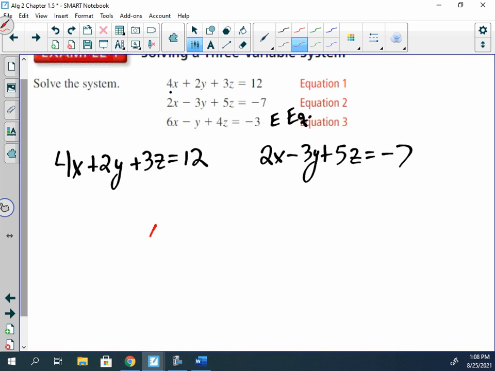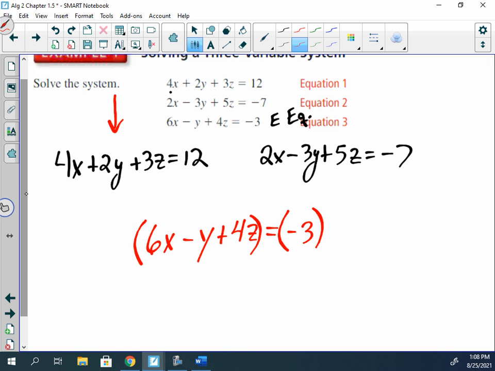So what we're doing is we're taking this equation, 6x minus y plus 4z is equal to negative 3. Now we want this y to be the same as 2y. So what can I do to that whole equation to turn 1y into 2y's? We can multiply the whole thing by 2.